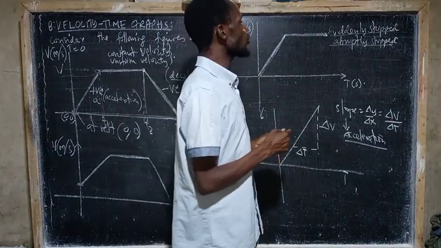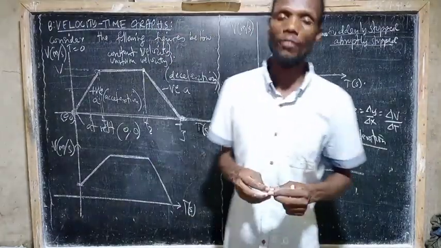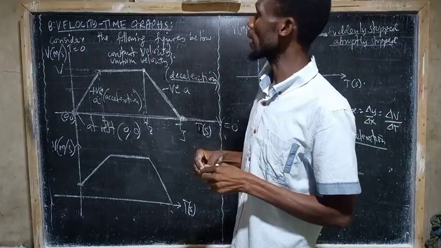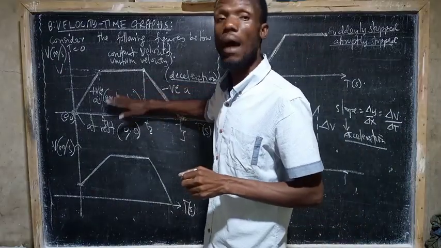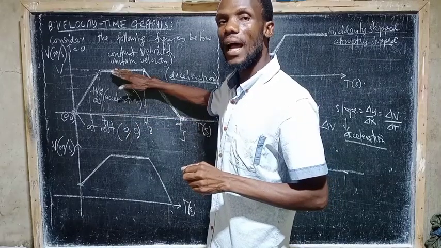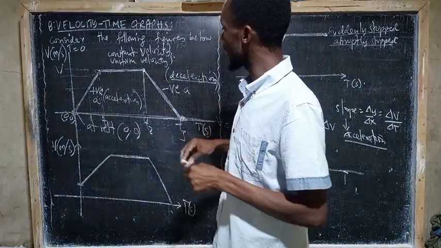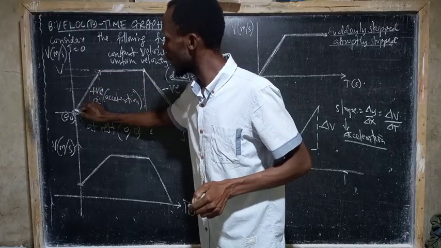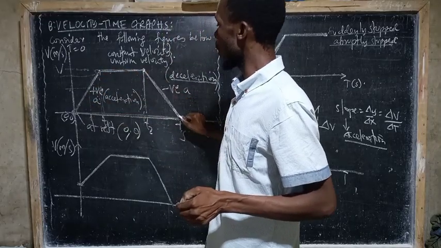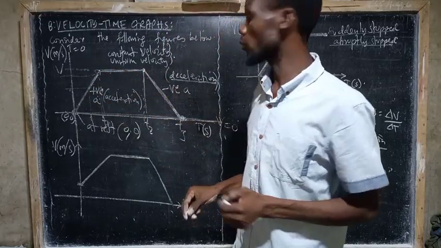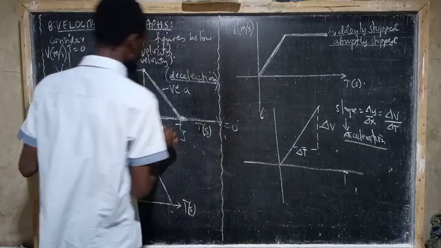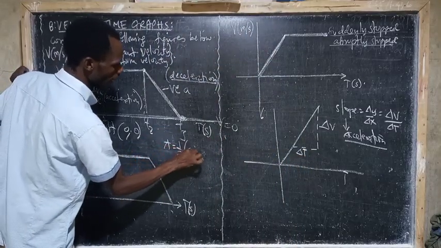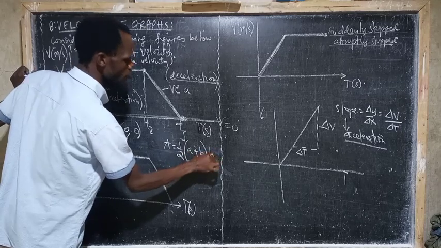Sasa kuna kitu tunaita distance covered. To calculate the distance covered, tunacalculate the area under the curve, the area under the graph. Ukiangalia this shape is a trapezium. So for this one, you would calculate the area. The area is equal to a half, times A plus B, then times what?